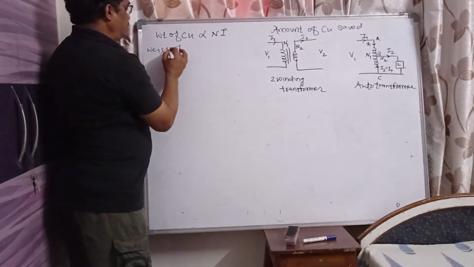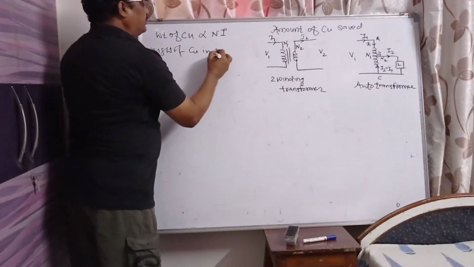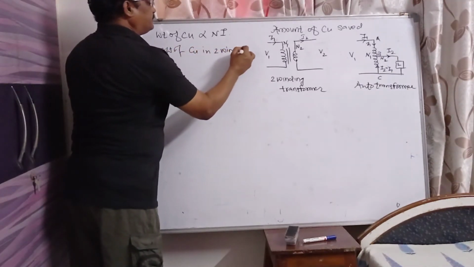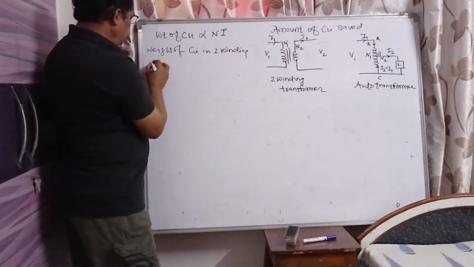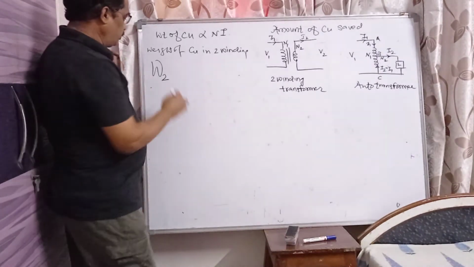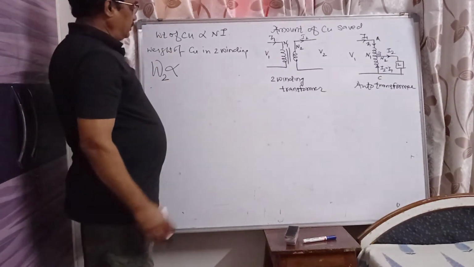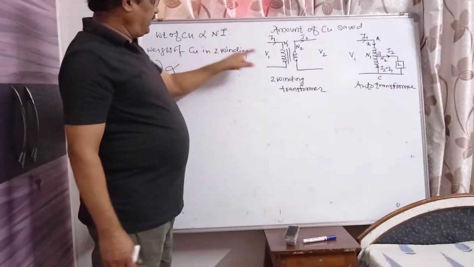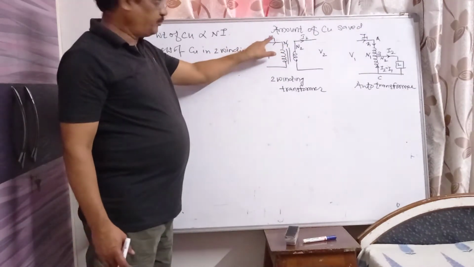Weight of copper in two winding transformer, I am writing that weight as W2, two winding. So W2 is proportional to the product of N and I: N1 I1 plus N2 I2.